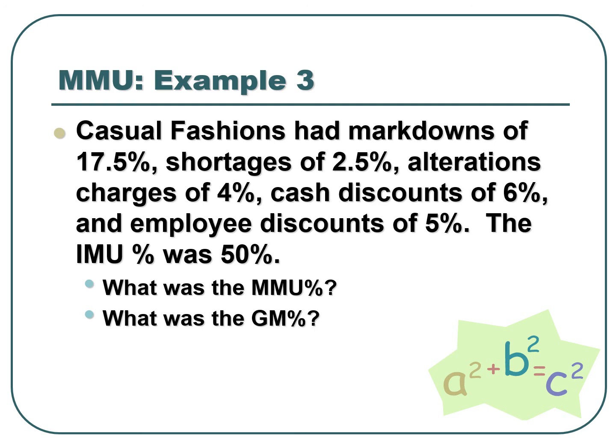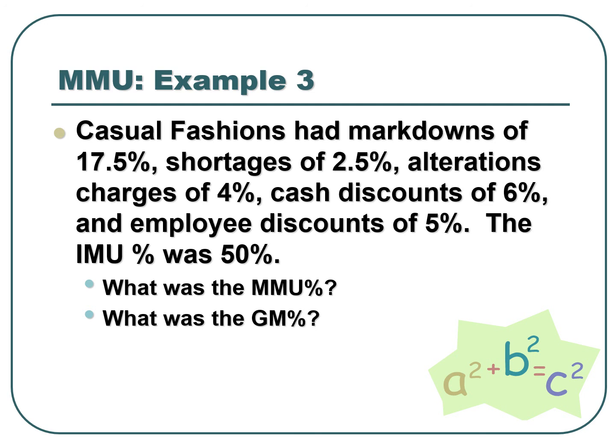Okay, so given what we just discussed, let's work on this final example problem. Casual fashions had markdowns of 17.5%, shortages of 2.5%, alteration charges of 4%, cash discount of 6%, employee discount of 5%. And the store also uses an IMU percent of 50%. Okay. So the questions are what was the MMU percent and the GM percent.